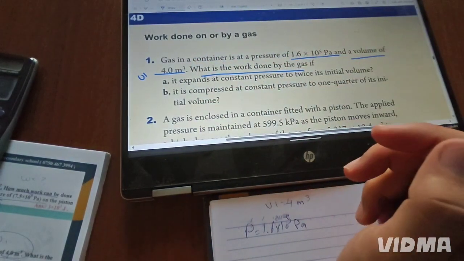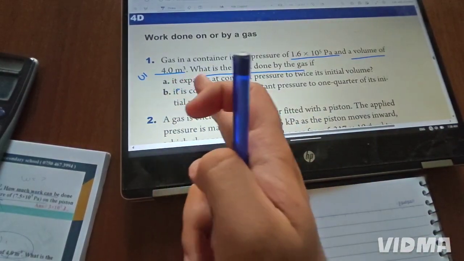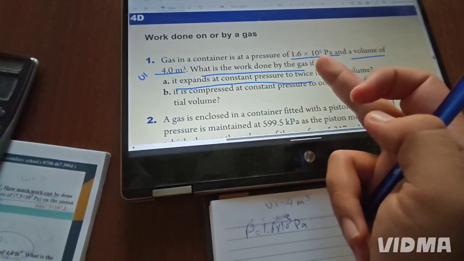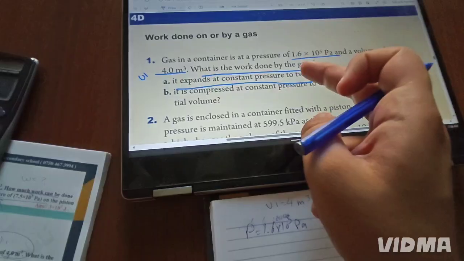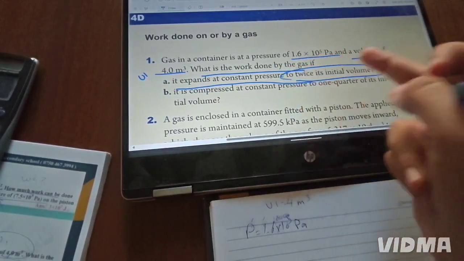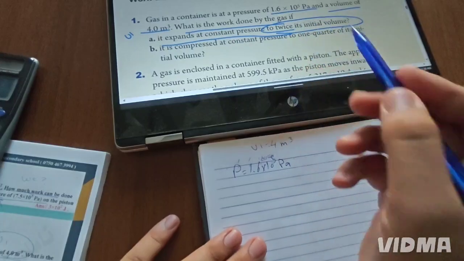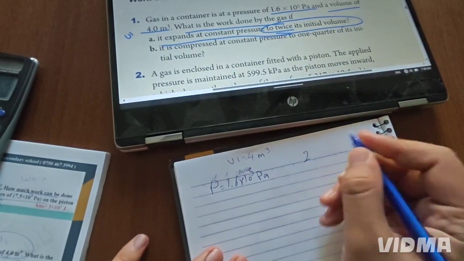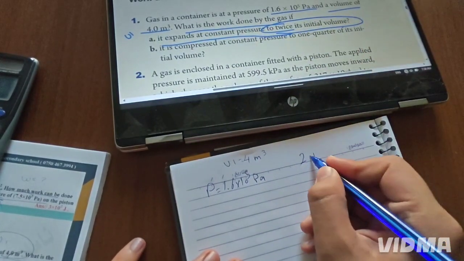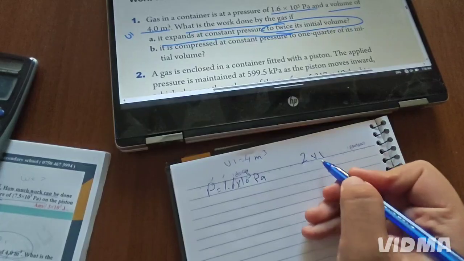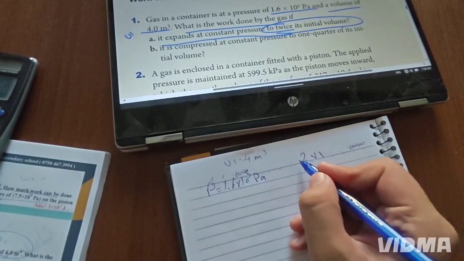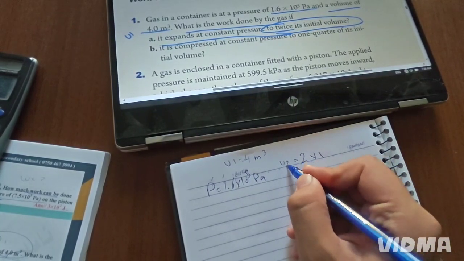We have 2 conditions. What is the work done if it expands at constant pressure? This is important, be careful, to twice its initial volume. You know what the meaning of twice initial volume is? Twice means 2. Initial volume means first volume. So twice initial volume means 2 times the first volume. So this is of course equal to the second volume.